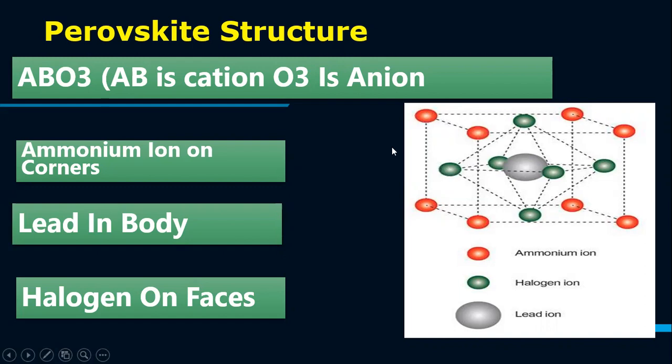Okay, what kind of structure is this? This is ABO3. Now we can see in the body we are having lead ion, on the faces we are having halogen ions, and in the corners we are having ammonium ion. So this whole combines to make a perovskite structure.